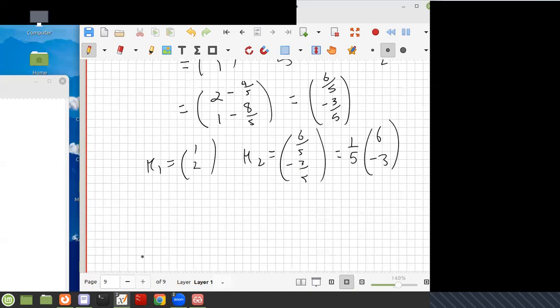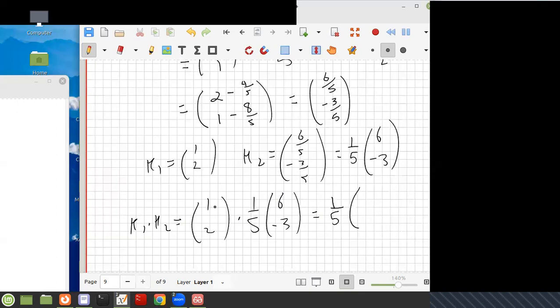Okay, now the question is, are these perpendicular? Kappa 1 dot kappa 2, this is a check whether I did the calculation correctly or not, dot 1 fifth times 6, minus 3, is going to equal 1 fifth times 1 times 6 plus 2 times minus 3, which equals 6 minus 6, which equals 0. So they're perpendicular. It worked.